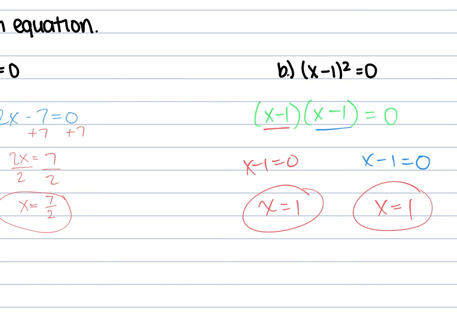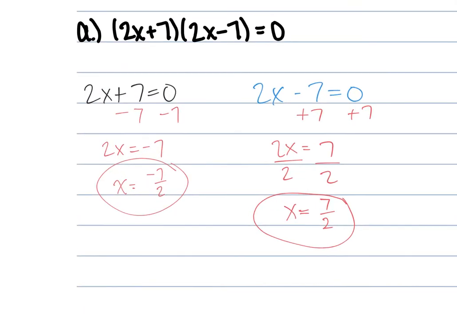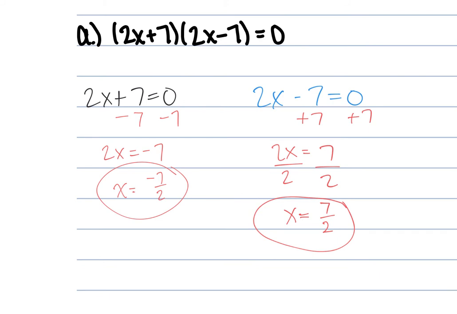How many roots does this have? One. It has one root. What is the root? X equals 1. It is repeated. Yes, you are correct. Do we all see that? How many roots did this one have? What were the roots? Negative 7 over 2 and 7 over 2.